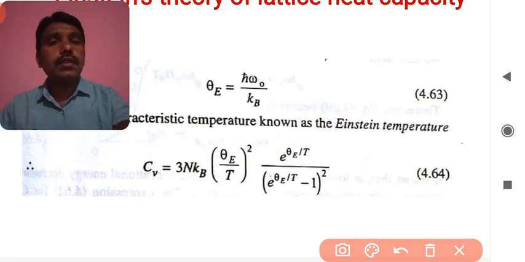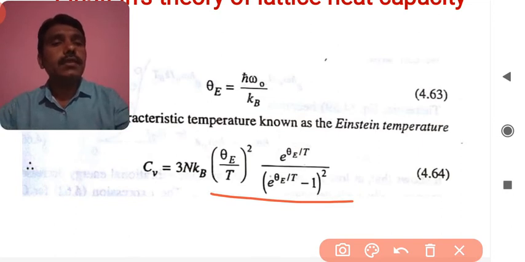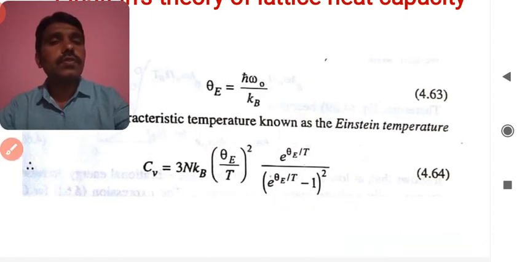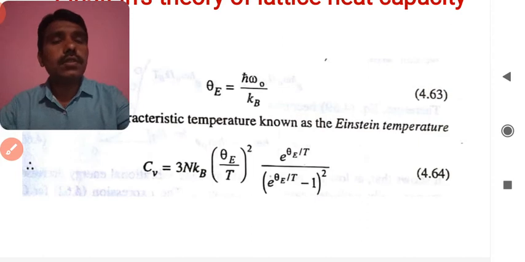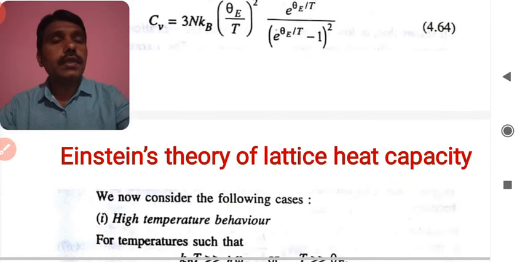CV is equal to, I can write as, 3N kB theta E by T whole square into exponential of theta E by T divided by exponential of theta E by T minus 1 whole square is to be there. So this is what the specific heat at the constant volume as far as the Einstein is going to be concerned.